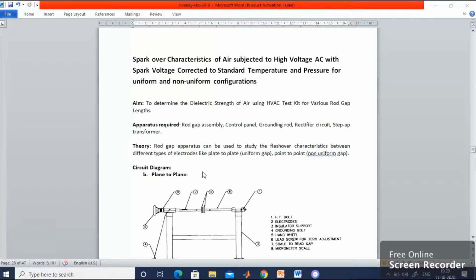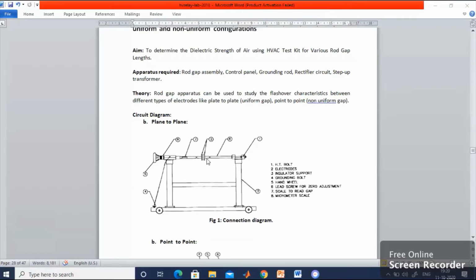So theory I have already explained. So these are the combinations. You will be keeping a plane to plane configuration. Then you are going to decide the distance between the two planes and apply high voltage AC. Then you are going to determine the practical breakdown voltage. Thereafter, you are going to calculate the accurate value of breakdown voltage by considering the air density correction factor.